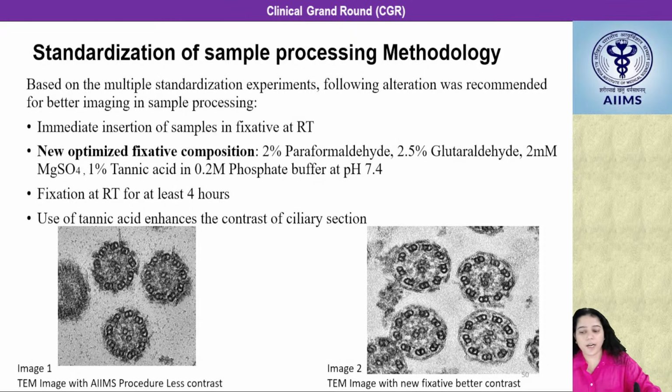Another standardization that we performed was on the sample processing methodology, because you have to see the ultrastructures. For this, you need better preservation as well as good contrast. For this, we have standardized a new fixative. As you can see in the first image, these are the ciliary structures showing you the microtubules as well as the central microtubule, but this image does not have good contrast. This image is with the new fixative. You can see the good preservation along with the better contrast.